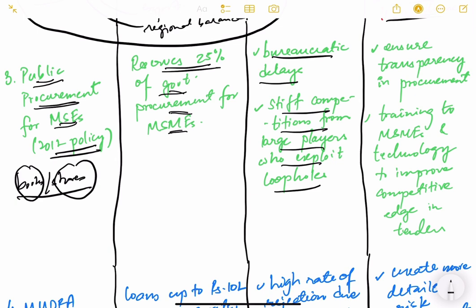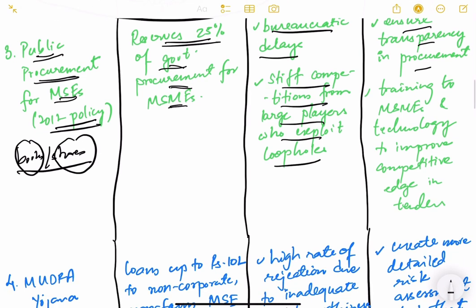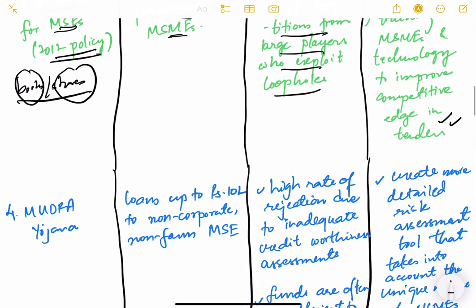Now, what can be the solutions? We have to ensure transparency in the procurement process and create a special cell for MSME grievances. That can be one. Then we can provide MSMEs with access to better training and technology to improve their competitive edge in the tender. So whenever they are participating in the tender, they can be trained how to do it, so that they can have a competitive edge against the large industries also.